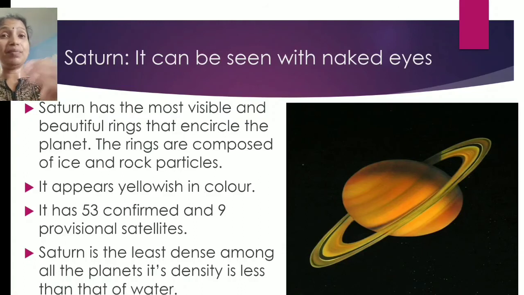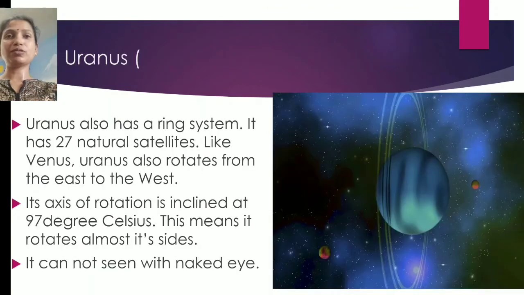So we are talking about Saturn. What do we call Saturn? Shani. Hindus call it Shani. It can be seen with naked eyes. Saturn is the least dense among all the planets. Its density is lower than all other planets. Density being low means its mass is low. It can float on water also.